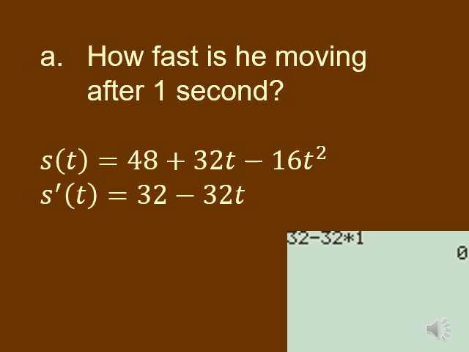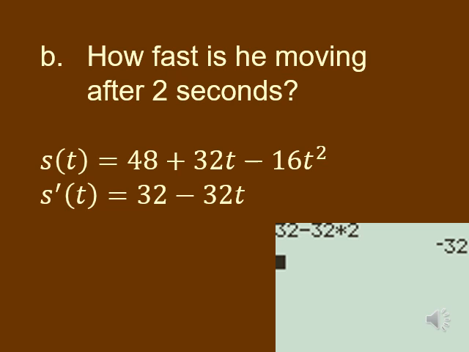Now later on, it's going to be asking us when we're at our highest point, and remember that also happened when the derivative was 0, so we really have already done some of the work for that. How fast is he moving after 2 seconds? This is really almost the same problem, except we plug in 2 instead of 1. So 32 minus 32 times 2 gives us negative 32 feet per second. Now the negative just means that I'll be going down at that point, and the speed I'm going down at is 32 feet per second. So negative 32 is the answer.